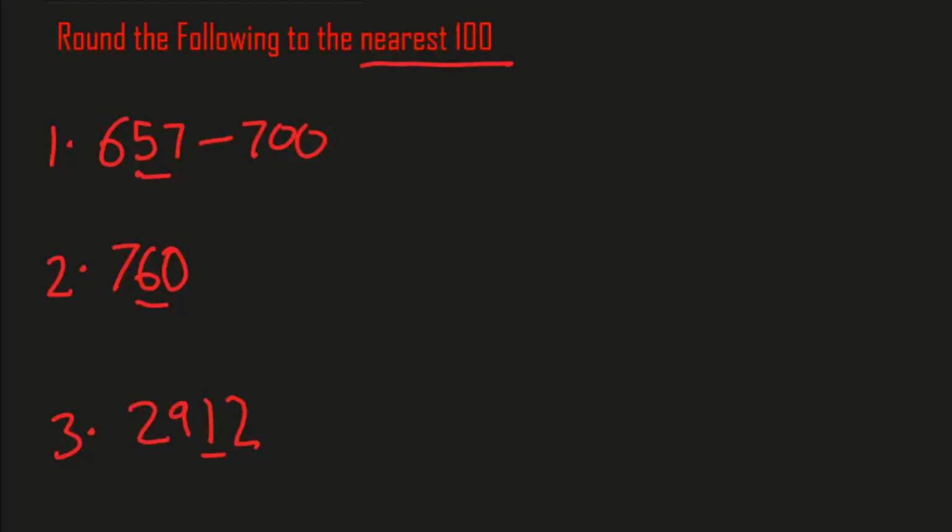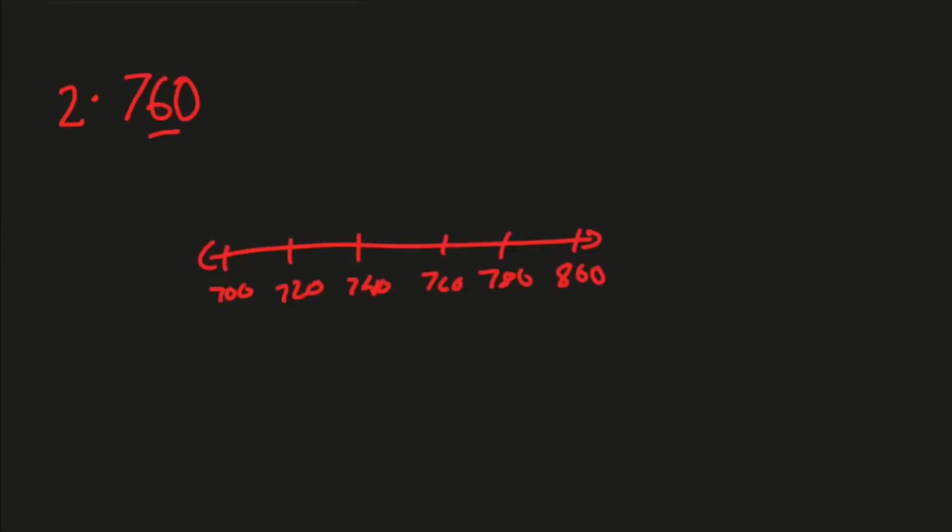Now let's do the second one. 760. This is pretty much the same too, but now let's do it a different way. Let's use a number line. As you can see, this number line starts at 700 and ends at 800. Now let's find 760 on this number line. It's right here. Now take a look. Is it closer to 800 or closer to 700? Well, obviously, it is closer to 800, because there's only 1 in between here and there's 2 here.